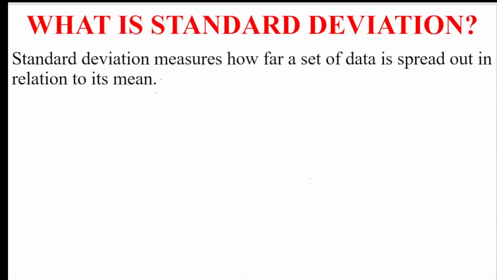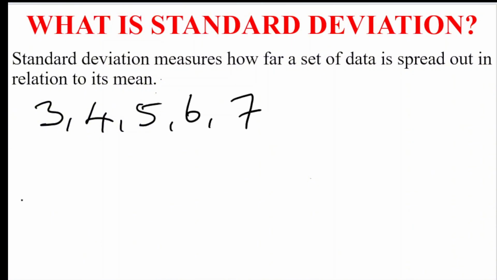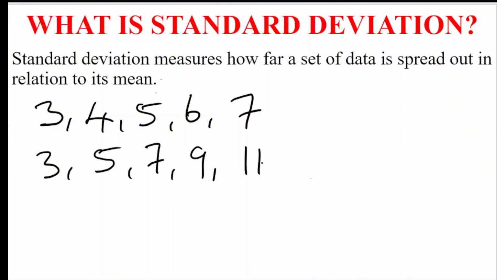Now, what is standard deviation? Standard deviation measures how far a set of data is spread out in relation to its mean. Now, let's take for example, we have a set of data like 3, 4, 5, 6, and 7. And in another set of data, we have 3, 5, 7, 9, and 11.